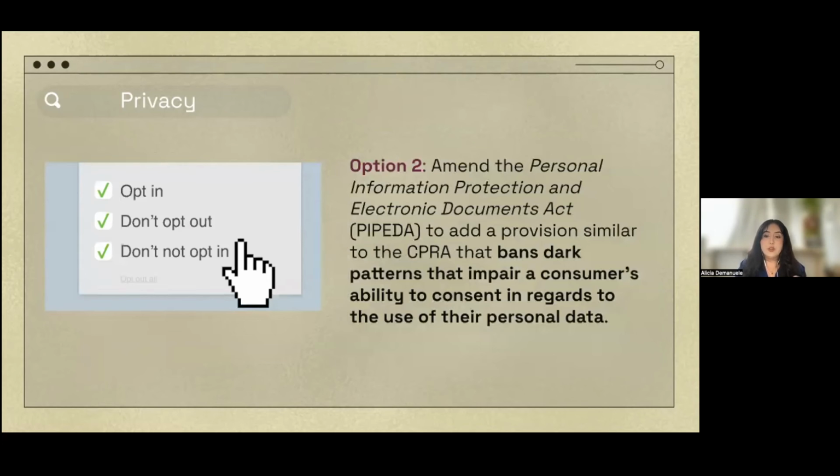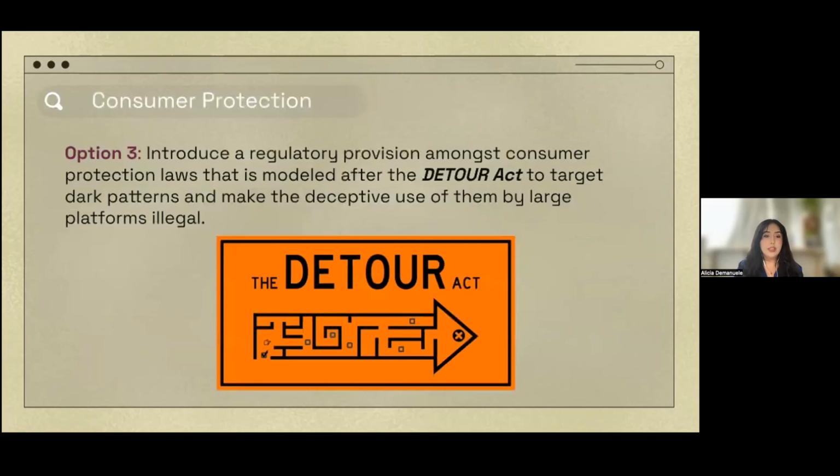My suggestion is to amend the Personal Information Protection and Electronic Documents Act, or PIPEDA for short, in order to add a provision similar to the CPRA, which targets dark patterns that impact a consumer's ability to consent on their personal data. This would help protect user privacy and offer a similar 30-day window to companies to alter their problematic design. And finally, we have consumer protection, which is provincial and territorial jurisdiction.